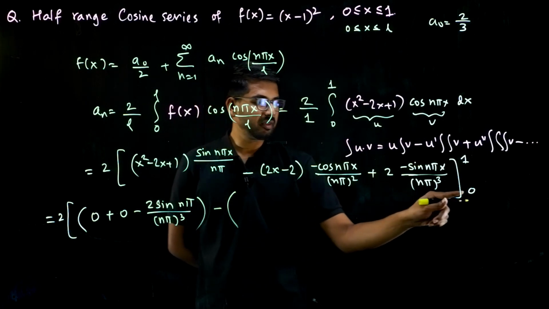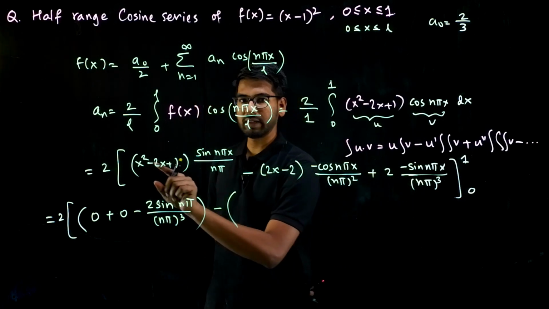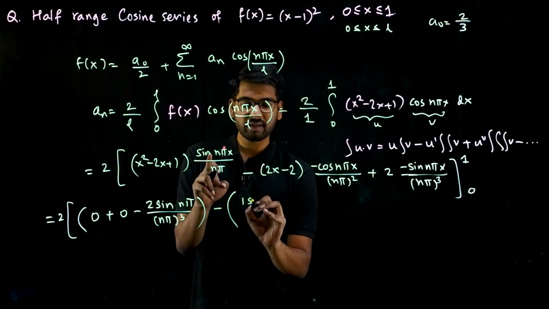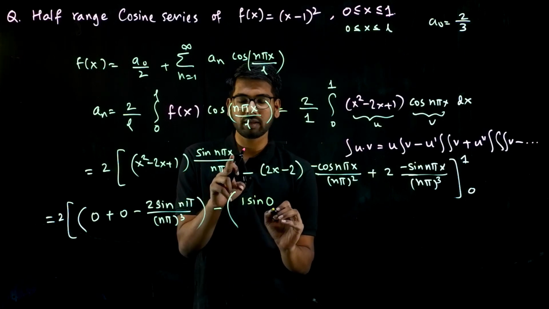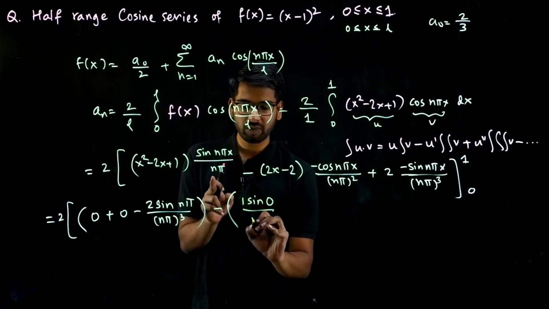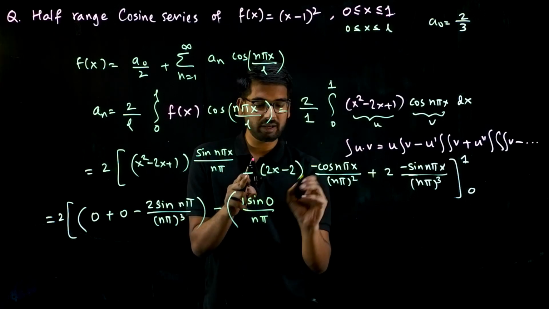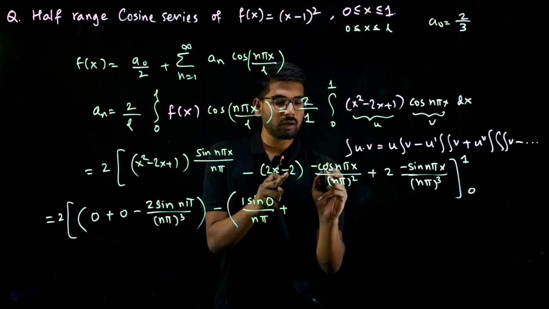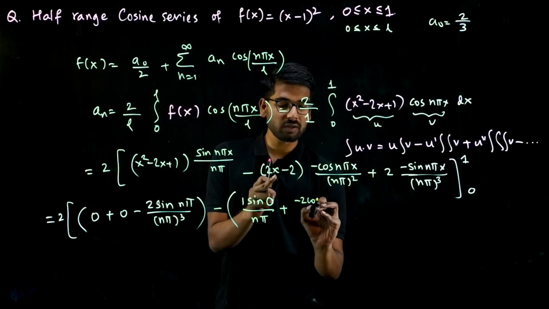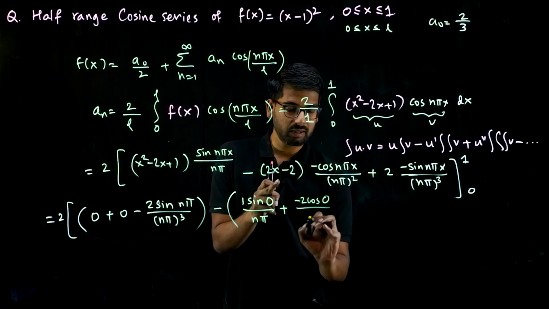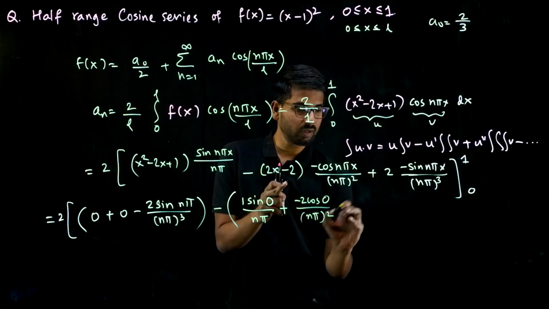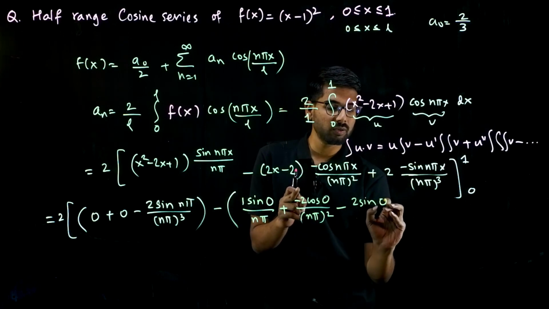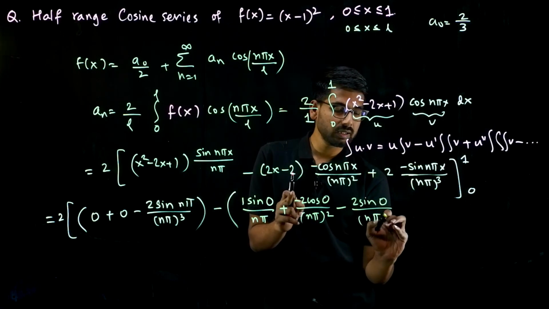Minus lower limit. Substitute the lower limit. Substitute 0 in place of x. This will be 0. This will be 0. 1 into sine, this will be 0. n pi into 0 is 0 by n pi, minus into minus plus. If you substitute 0 here, you will get minus 2. Minus 2 cos n pi x will be 0 by n pi square, plus into minus, minus 2 sine n pi x will be 0 by n pi cube.